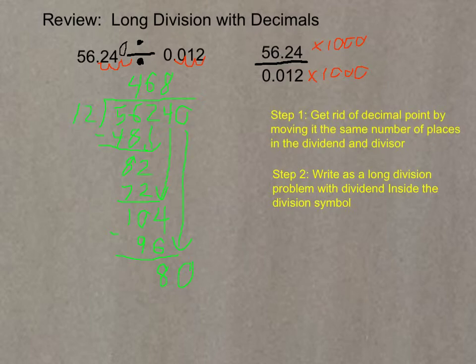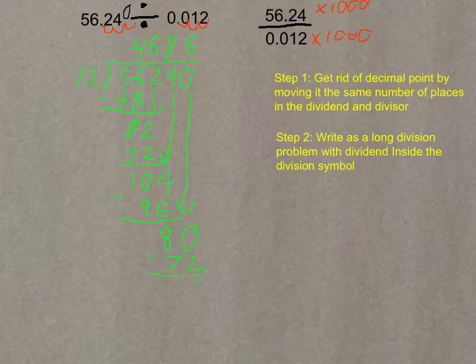12 goes into 80 6 times, which again is going to be 72. My remainder this time again is 8. But I'll notice I don't have another number to bring down here. So that means I'm going now into the decimals. So the whole number of times that 12 goes into 56,240 is 4,686. There's still going to be a decimal part to that number.